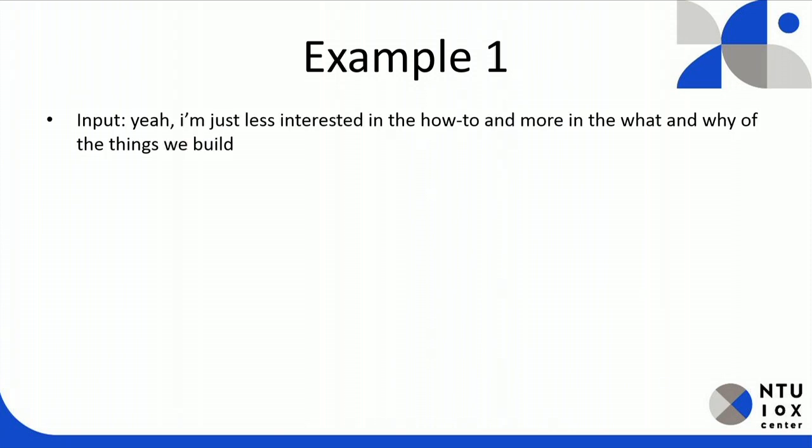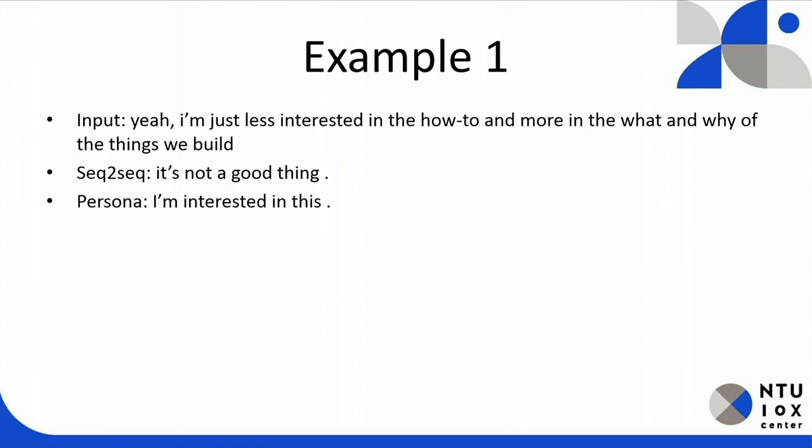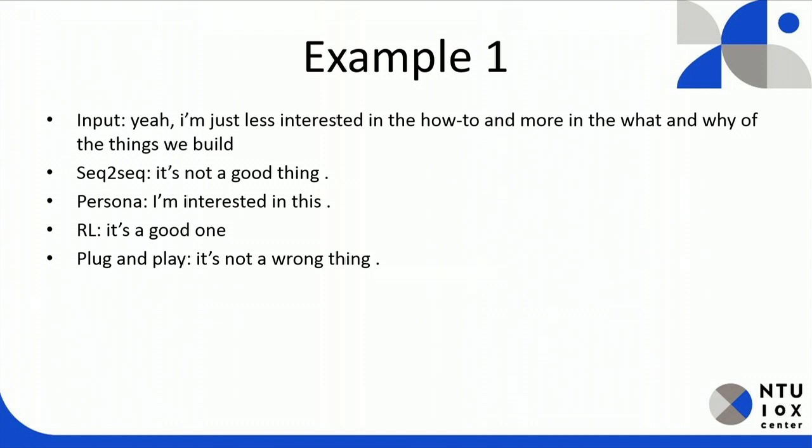So this is a real example from the experiment. The input is, I'm just less interested in the how-to and more in the what and why of the thing we build. For the original model, its output is, not a good idea. The user is probably not happy about that because he or she is negated. Then the persona-based approach outputs, I'm interested in this. And RL outputs, is a good one. So both outputs are positive, but different from the original output. Then the plug-and-play approach is interesting. It just replaced good with wrong, so the output is, not a wrong thing. And for CycleGAN, it just removed not, so its output is, a good thing.